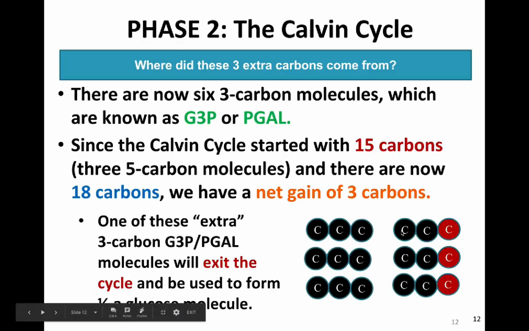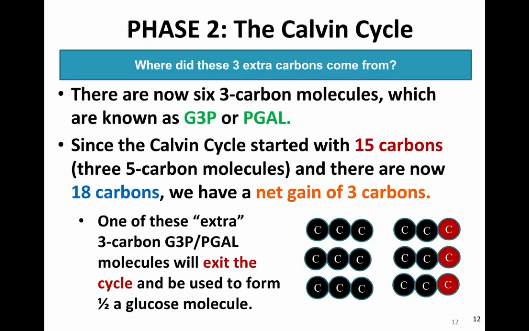So in order for us to get 6 carbons that can leave the Calvin cycle, this process needs to happen twice. It'll happen one time. We'll get these 6 3-carbon molecules. One of the 6 3-carbon molecules will leave the cycle, and then it'll happen again. We'll get another set of 6 3-carbon molecules. Then we'll have one of them leave. That will be the second 3-carbon molecule to leave. And after the second 3-carbon molecule leaves, we will then have enough carbon atoms to produce 1 molecule of glucose.